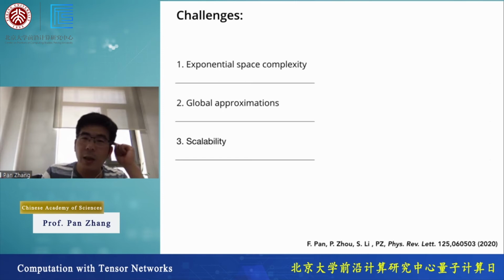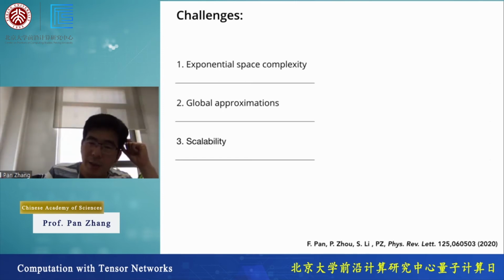So for finding approximate contraction methods for arbitrary tensor networks, we actually have lots of challenges. The first one is that we will inevitably meet very huge intermediate tensors because of the exponential space complexity. The space complexity must be exponential in the treewidth of the given graph. The second one is that we have to do approximations, and we really want the approximations to be global, in the sense that we want to decrease the error we make on the final Z values, not on the local operations. The third one would be scalability.